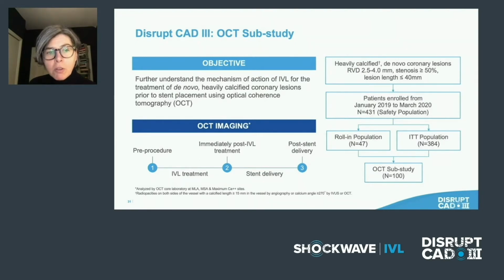What was unique about the study was that OCT was performed at baseline, following IVL, and following stent expansion and delivery. In the overall study population, there were 431 patients, including the roll-in population, 1 patient in each site. Within that population and the intention to treat population, 100 of these patients were included in the OCT substudy, and that's the data that we're going to look at now.